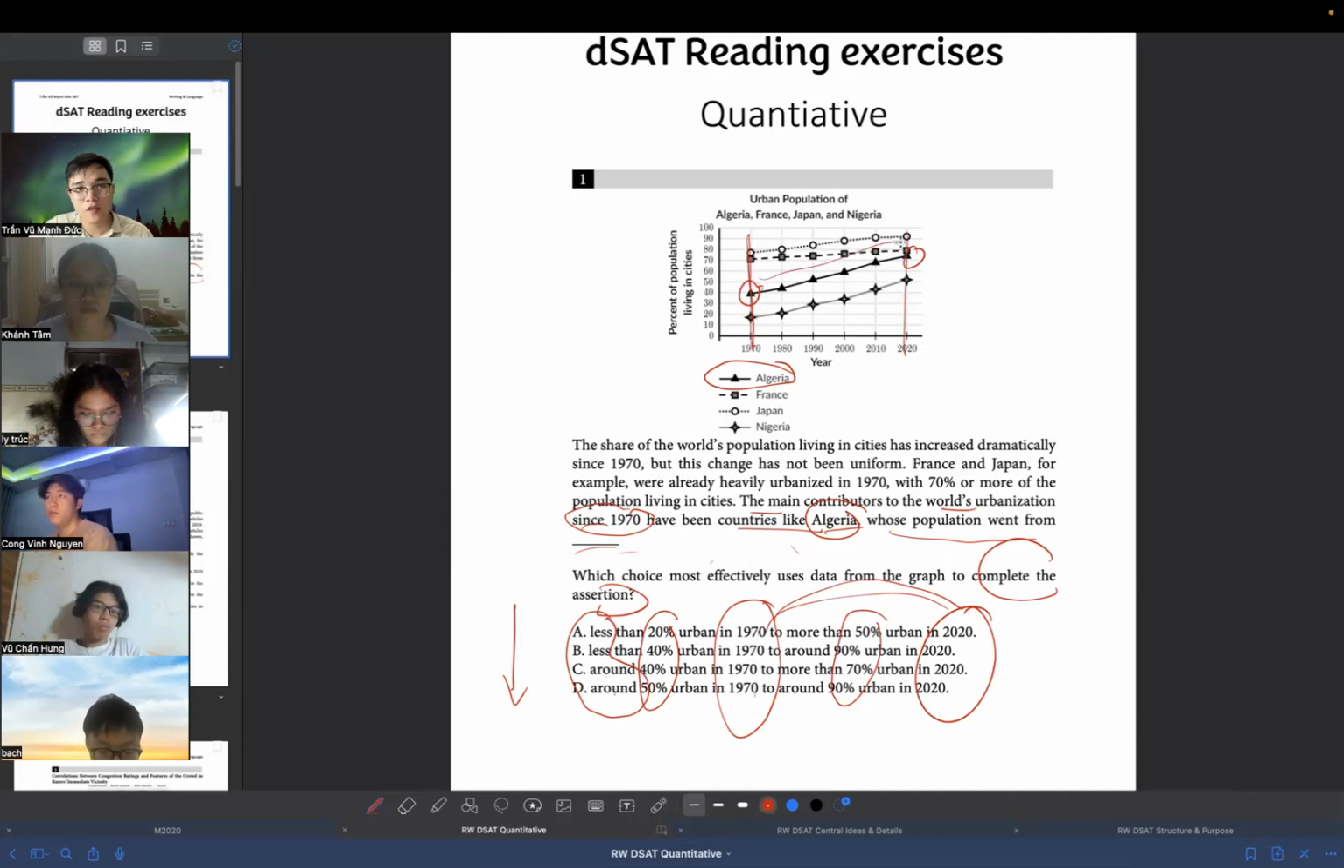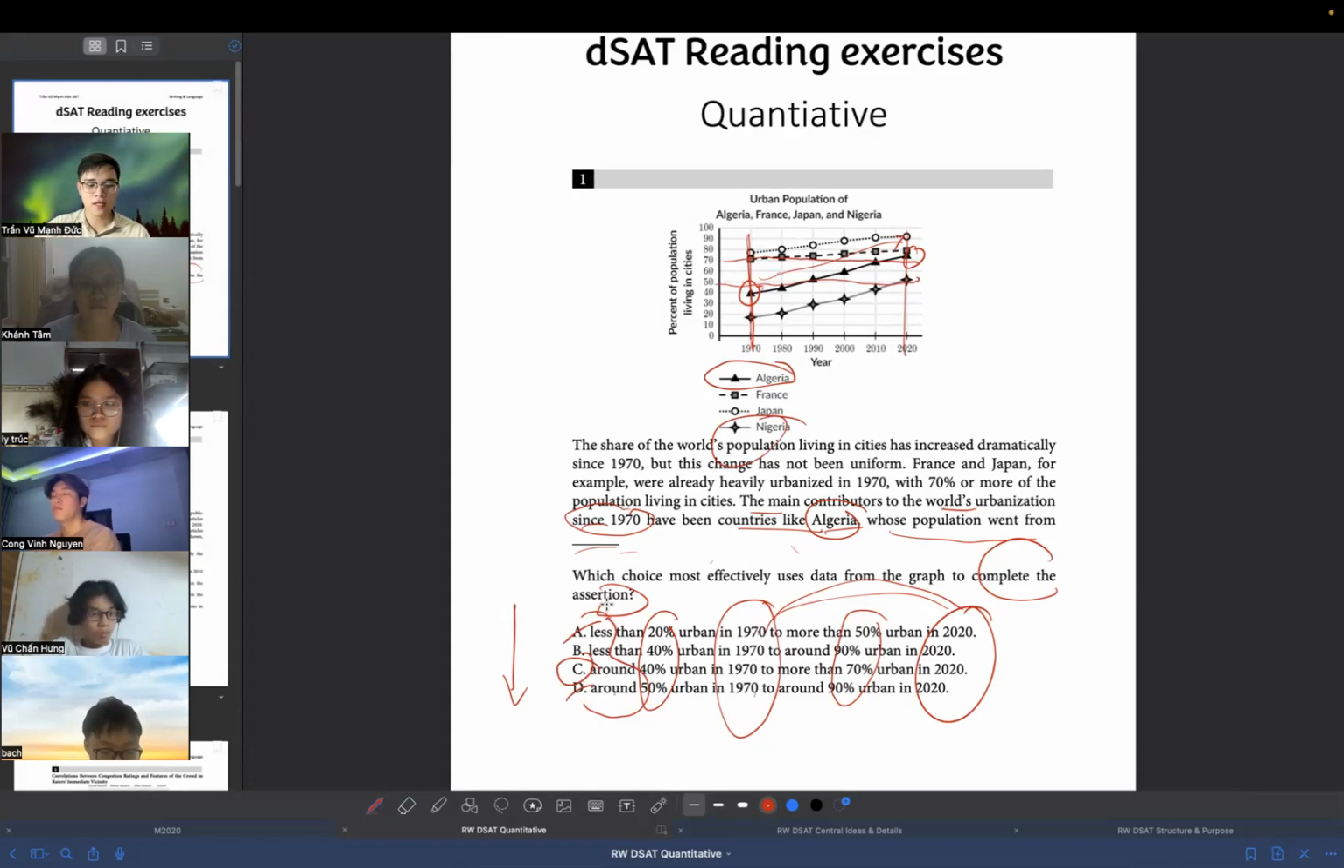Let's see, it is rising up. Firstly, it is rising up. So it went from, this is less than 20%, so B, C, and D are wrong. And to more than 50% in 2020. This is way of a stretch. Let's see. Oh no, I'm sorry, I just mistook it for Nigeria. Less than 40%, so A and D are wrong. And I think it is more than 70%. So it's C, right?